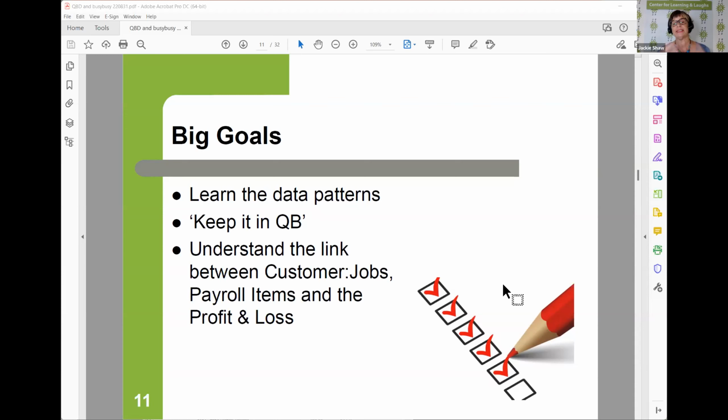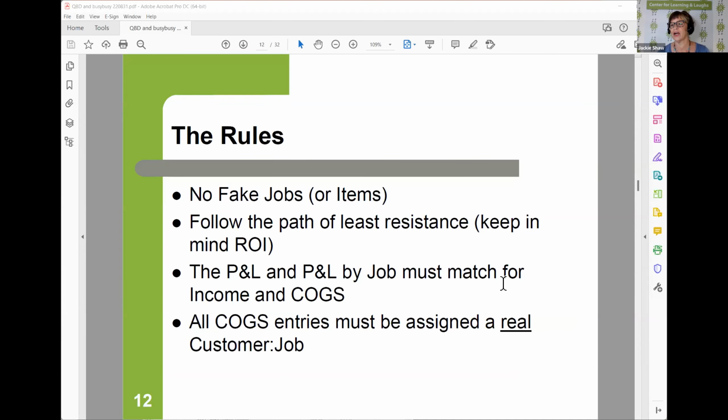Leveraging reports in QuickBooks means that we have to have accurate setup in QuickBooks, and we need to know what we're doing. I also want to make sure the big thing you're going to learn today is that link between the customer jobs, the payroll items, and the profit and loss, and how they all come together. Now we're going to start with the rules.